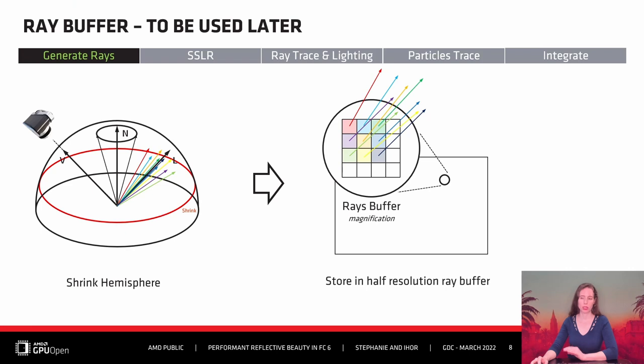To make the best use of our rays, we shrink the hemisphere by reshooting rays when needed and only using the values from the more significant portion of the hemisphere. We store our rays in a half-resolution buffer that is upscaled with temporal accumulation. The resulting ray buffer is used for all of our different types of reflection traces.